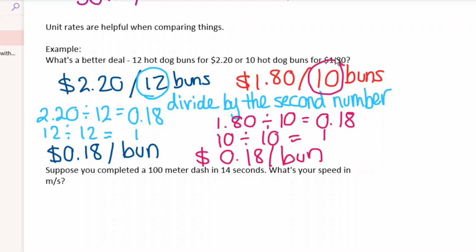All right, here's another example. Suppose you completed a 100-meter dash in 14 seconds. What's your speed in meters per second? And another way to ask this question would be, what is the unit rate? So you went 100 meters.